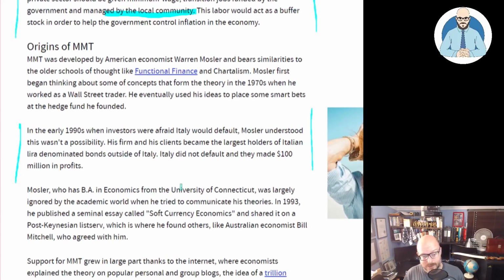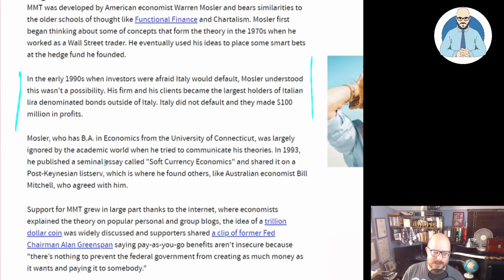Mosler, who has a BA in economics from the University of Connecticut, was largely ignored by the academic world when he tried to communicate his theories. In 1993, he published a seminal essay called Soft Currency Economics and shared it on a post-Keynesian listserv. Wow, that's old. Which is where he found others like Australian economist Bill Mitchell, who agreed with him. Support for MMT grew in large part thanks to the internet, where economists explained the theory on popular personal and group blogs.